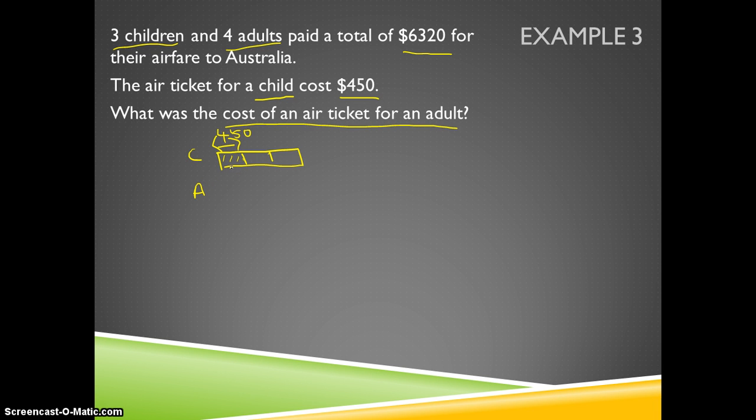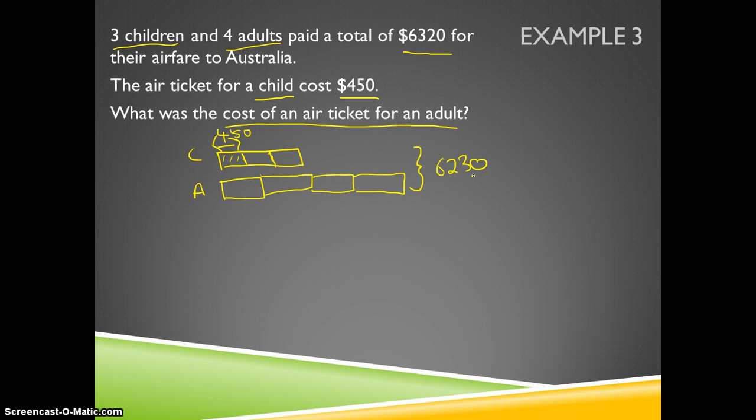Now please remember, the cost of each child ticket and the cost of each adult ticket is different, so I cannot draw the bars the same. If you notice here, I'm drawing the bars differently. 1, 2, 3, 4. This is not equal to this because they are different. So these 4 units are not the same as these 3 units. Please remember. However, the total is 6,320. So this is what we know.